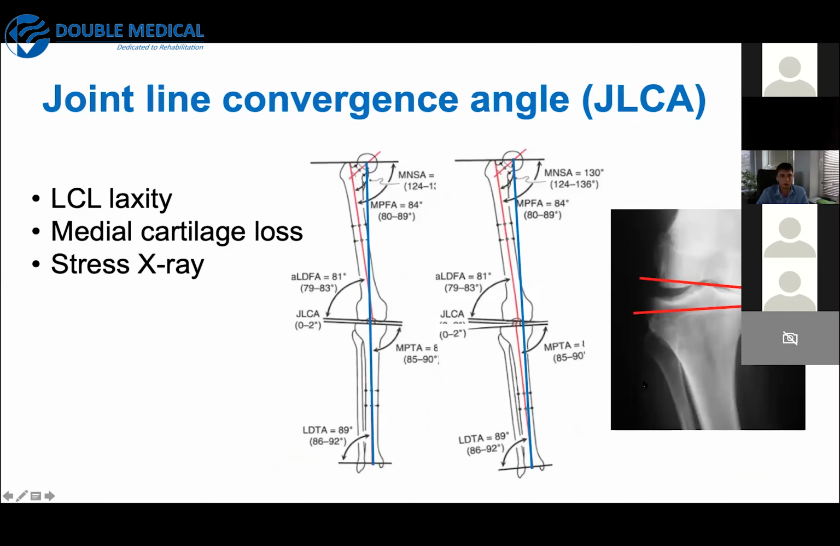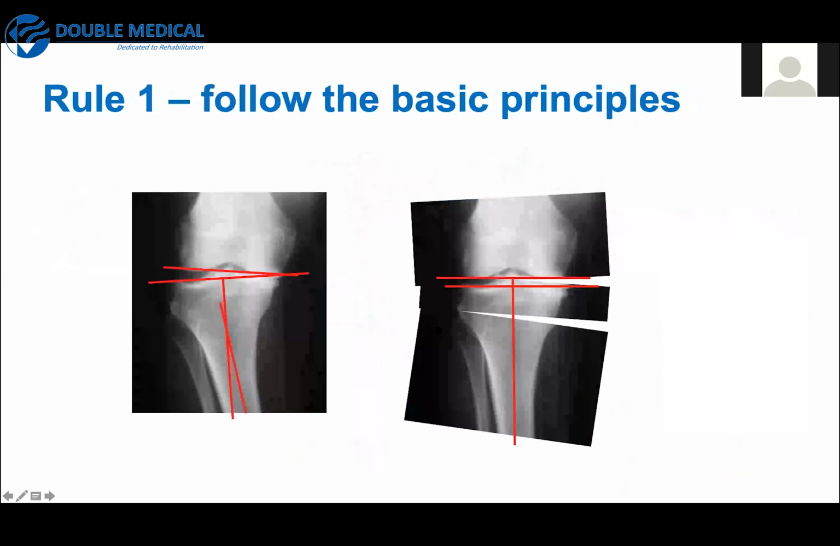One other important thing is the joint line convergence angle. If all other angles are okay, we can still have some errors, which can be attributed to knee instability, or to some cartilage loss on the medial side. So we need to do a stress X-ray to assess this also. This is very important when we start thinking about any deformity correction, to follow the basic principles of limb alignment.